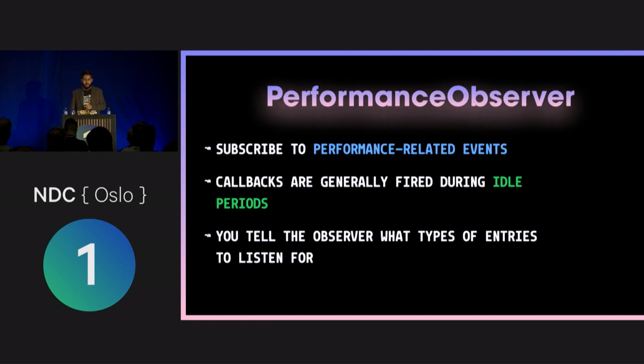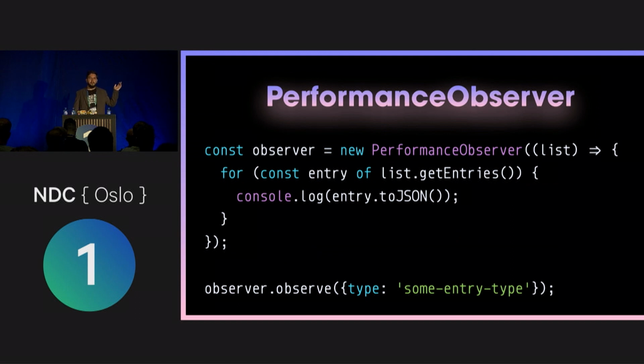The other one is Performance Observer, and we're going to see it a lot throughout the whole session. It's basically a way to subscribe to almost any kind of performance-related event, and you register callbacks that are going to be fired when the browser is idle. That's good because it doesn't prevent the browser from doing any kind of work. The API is going to be almost the same. You instantiate this PerformanceObserver object, and you have this type. We'll have different types of entries that we can start listening to.